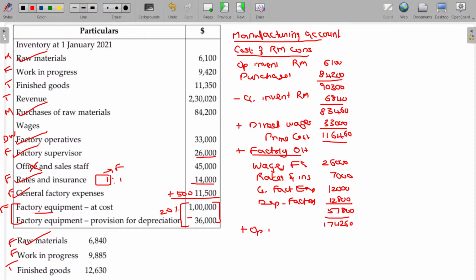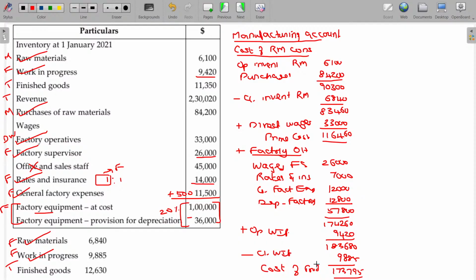Add opening work in progress. Opening work in progress being 9,420 should be added. Then the ultimate value being 1,83,680 minus closing work in progress 9,885 is subtracted. Then ultimate value being 1,73,795. This is cost of production.